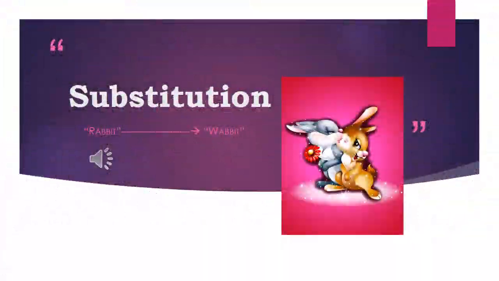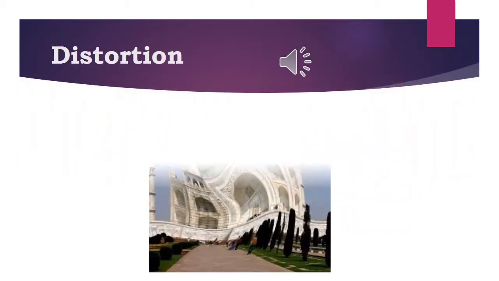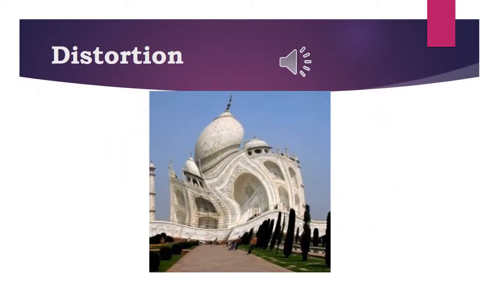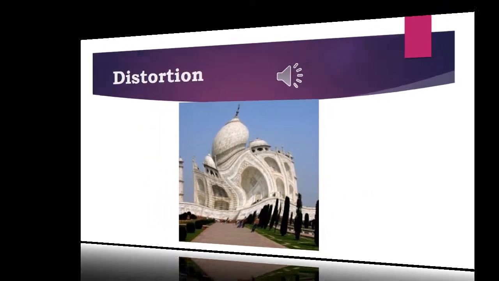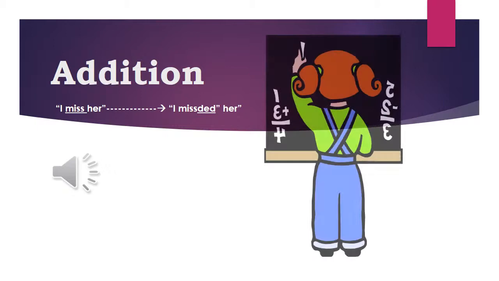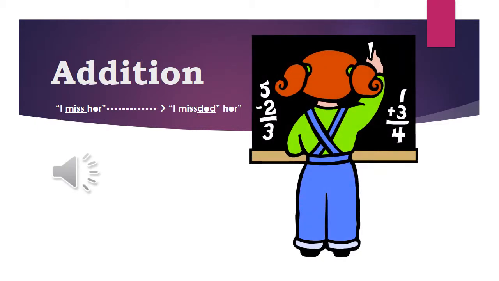Substitution errors occur when one sound is used for another. For example, one might say wabbit rather than rabbit. Distortion errors occur when a variation of the intended sound is produced in an unfamiliar manner. Addition error occurs when an extra sound is added to a sound that was already correctly produced. For example, rather than saying I miss her, one might say I misdid her.